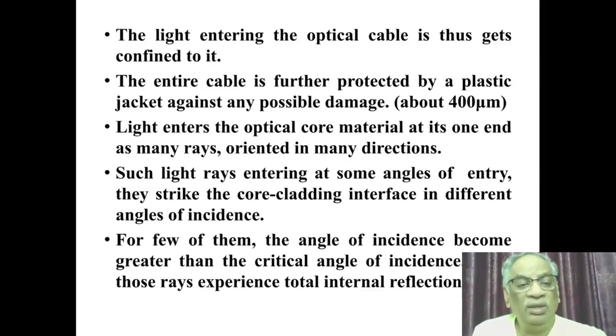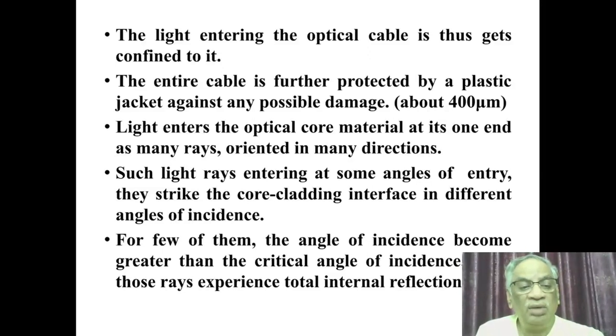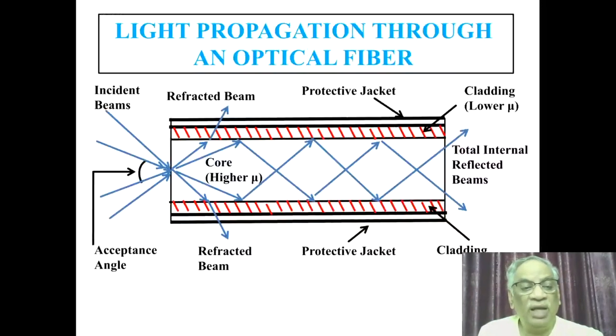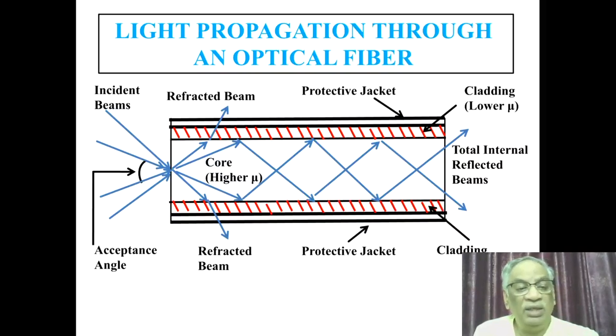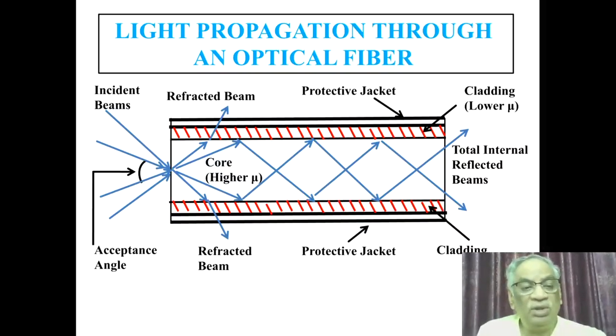The rays entering the core material in different directions will meet the core cladding boundary surface at different angles as shown in the figure. Till the angle of incidence reaches the critical value for the core material, the light rays get refracted through the cladding material. For angles of incidence more than the critical value for the core material, they get total internal reflection.